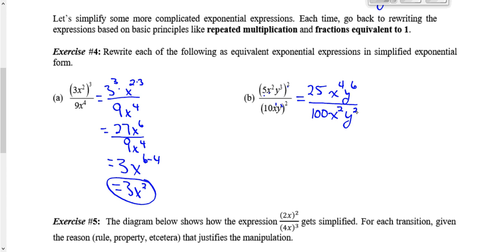25 over 100, what does that reduce to? 1 over 4, right? So it's going to be over 4. I don't need the 1 up there. Okay, x to the 4th over x squared is what? What's 4 minus 2? x squared. y to the 6th divided by y squared times y to the 3. y to the 4th, right? All right. You just follow the rules one step at a time, okay?